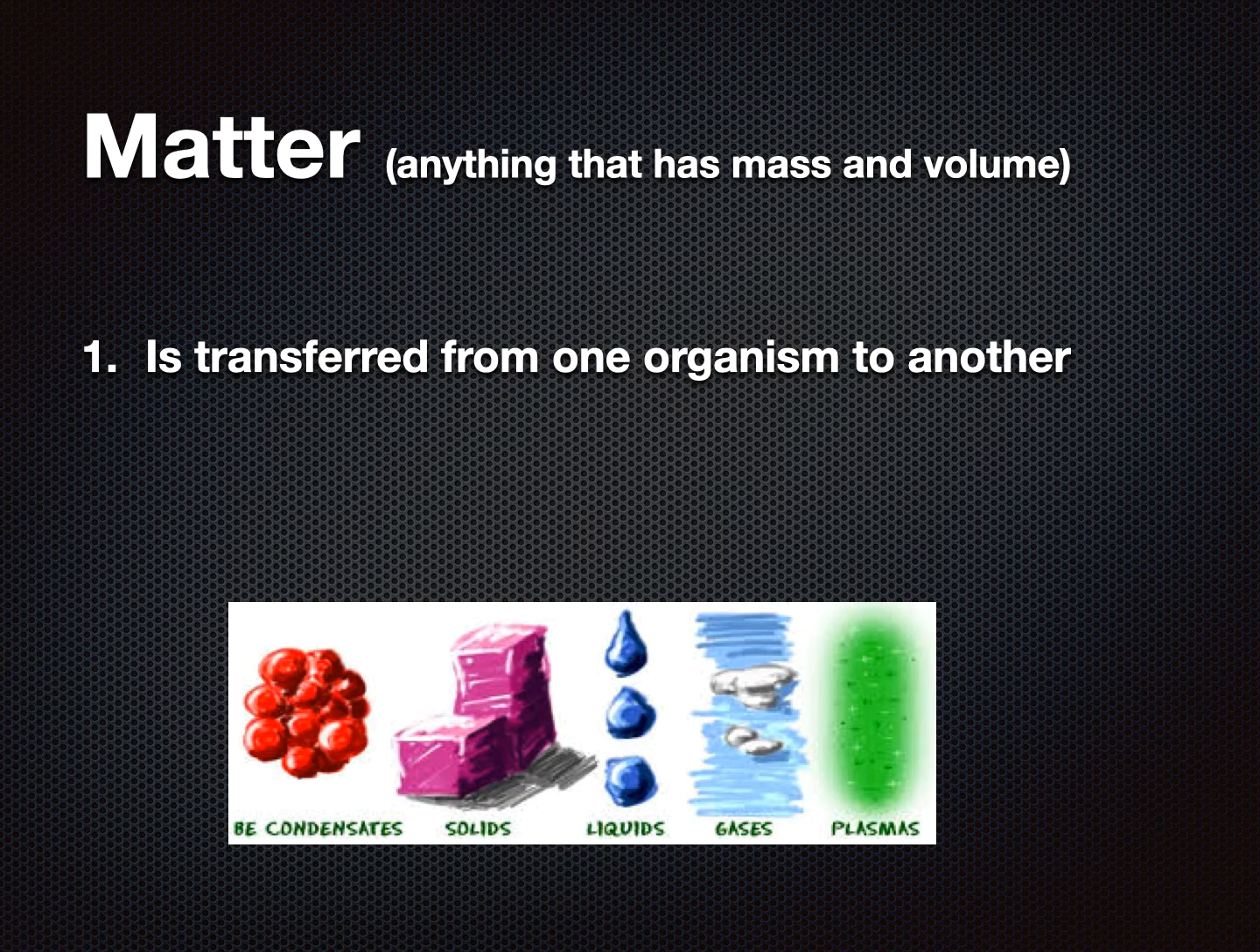The first is it's transferred from one organism to another. When you think of the word food chain or food webs, the reason why things eat each other is to gain the matter from the other step in the ladder. So matter is transferred from one thing to another.